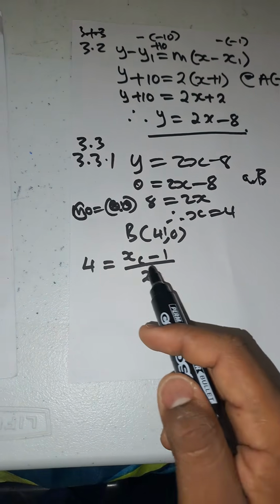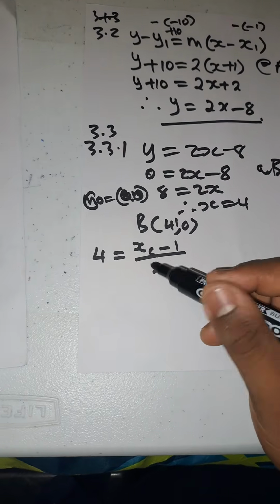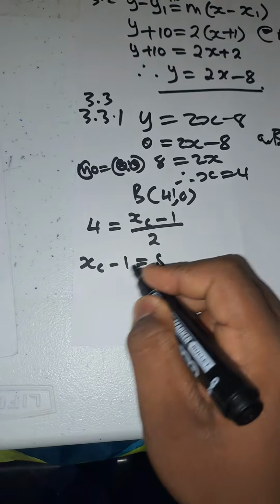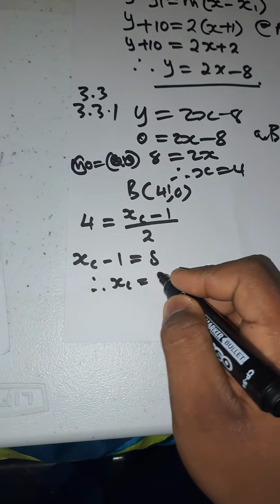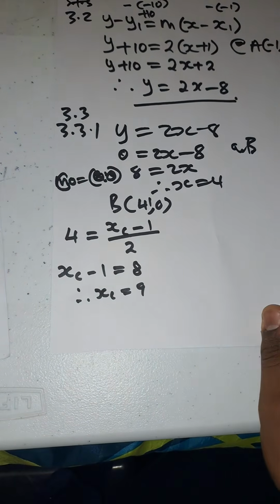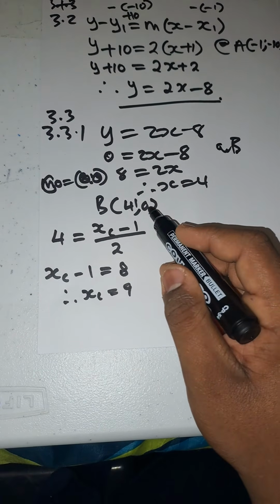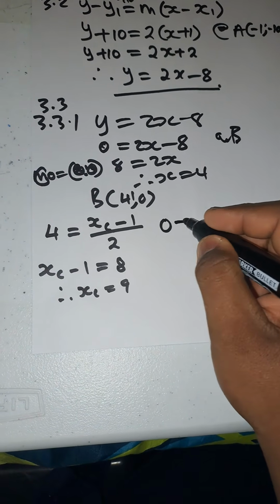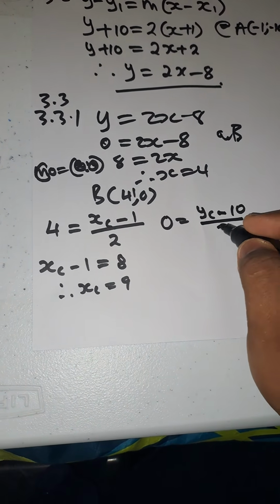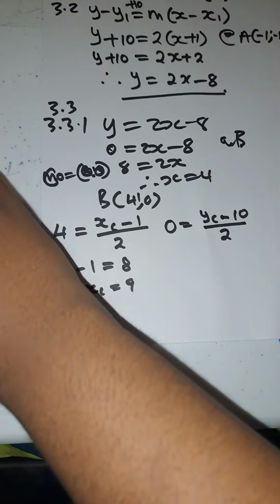So 4 equals the x coordinate of C minus 1 over 2. Then for me to get the x value, I'll simply cross multiply. It will be xc minus 1 equals 8. Therefore xc equals 9. Cross multiply, and then you transpose that one to the other side. Now to find the y value of the midpoint, it is 0, so 0 equals yc minus 10 over 2. This minus 10 is coming from point A, which is this one.